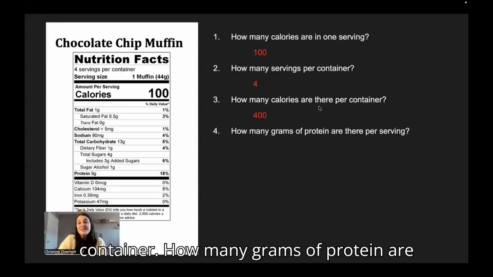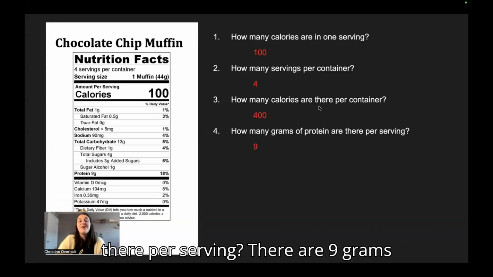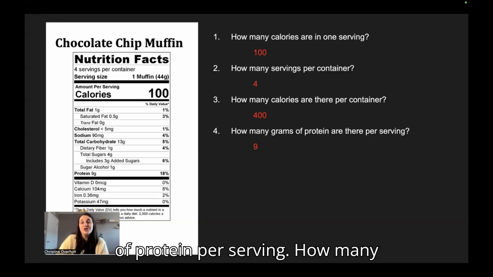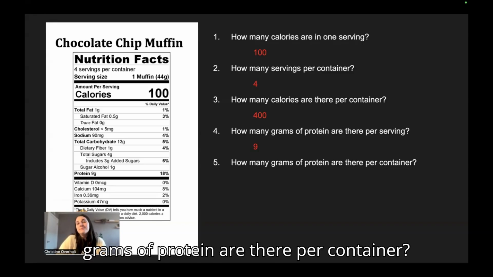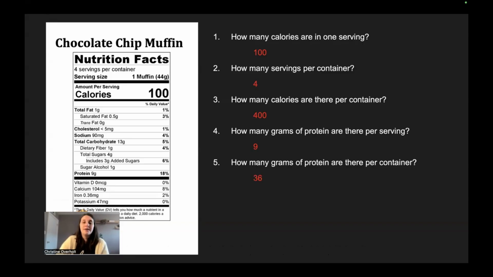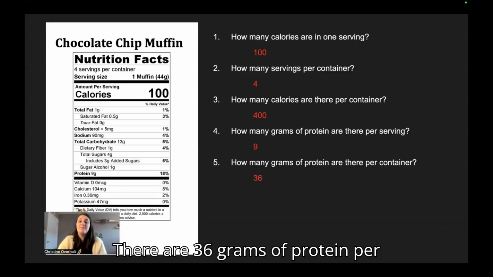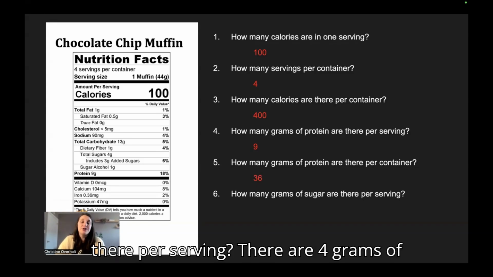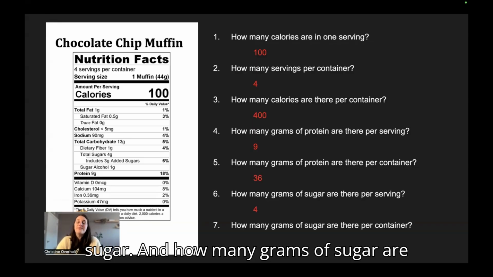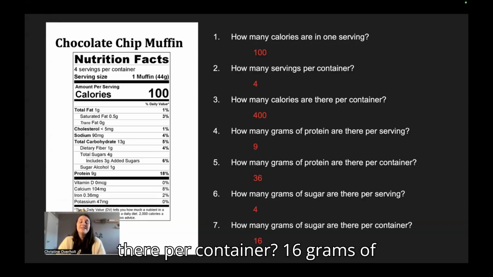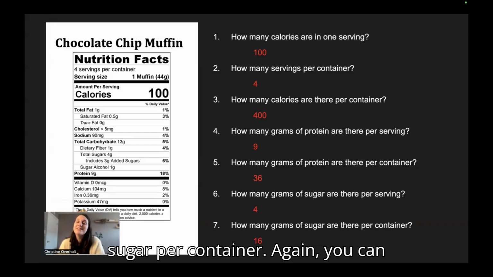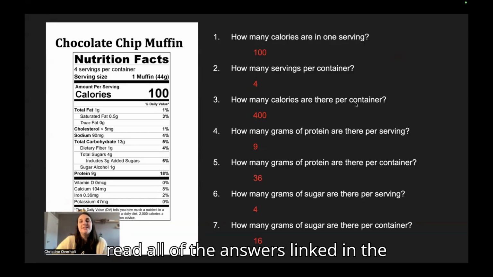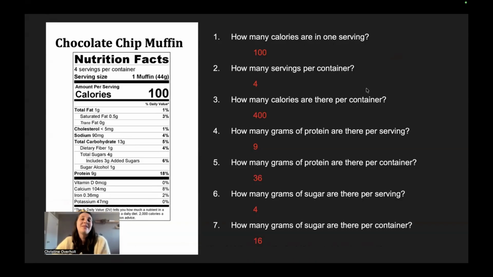How many grams of protein are there per serving? There are 9 grams of protein per serving. How many grams of protein are there per container? There are 36 grams of protein per container. How many grams of sugar are there per serving? There are 4 grams of sugar. And how many grams of sugar are there per container? 16 grams of sugar per container. Again, you can read all of the answers linked in the documents below.